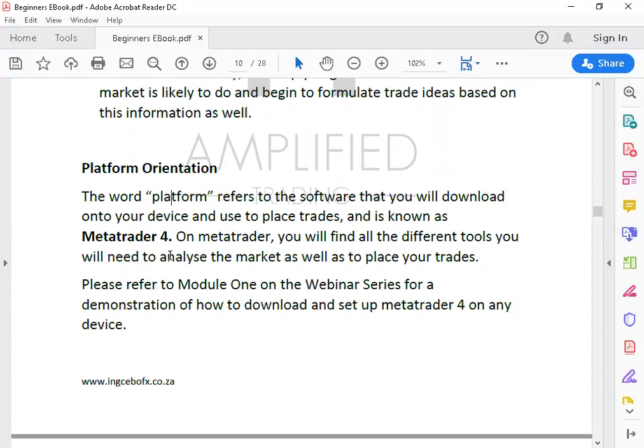And you'll find a lot of different tools that you can use to analyze the markets and to place trades. So I'll show you guys how to download it, how to place trades on it, whether it be on your cell phone or your laptop. And I'll give different examples of how you can customize your MT4 charts and stuff like that. I know a lot of guys like to have it customized to the way they like it to be, and I don't think there's a problem with that.